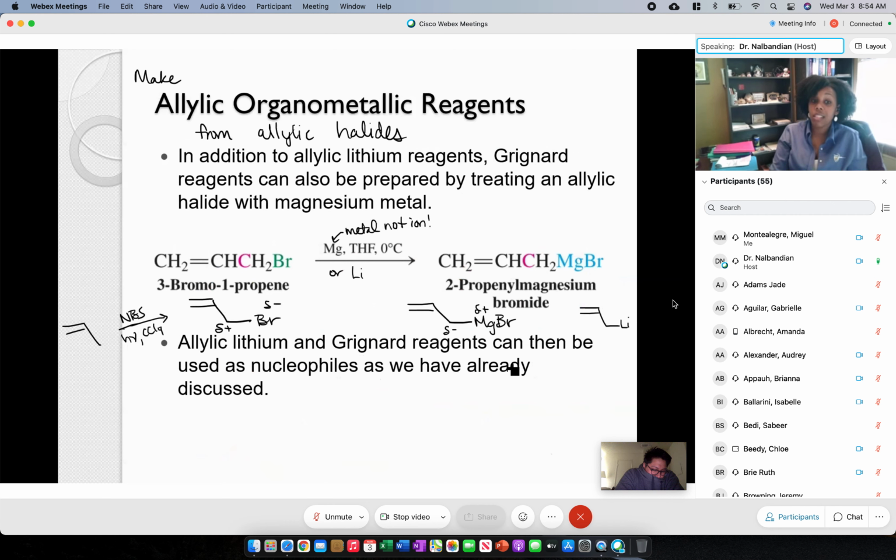So we know how to use these as nucleophiles now in all the reactions we already discussed. But you have to think about your resonance forms. So you might have resonance forms with your nucleophile, with the alkyl lithium, allylic lithium, or allylic Grignard reagent that you made. You might have resonance forms, and so you might have different nucleophiles. Different nucleophiles will lead to different products, but you know how to use those. Questions on that?